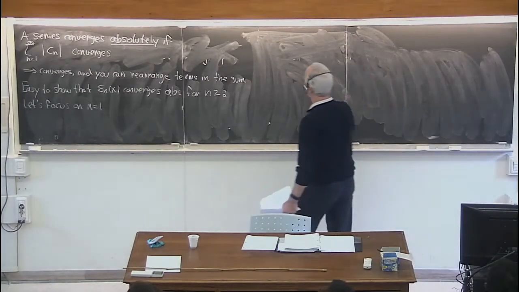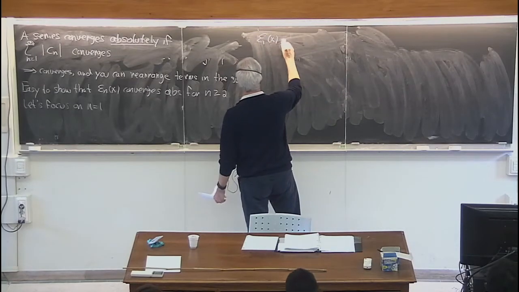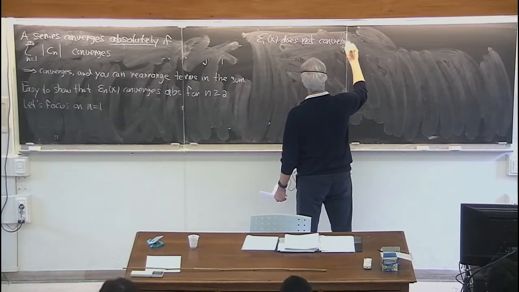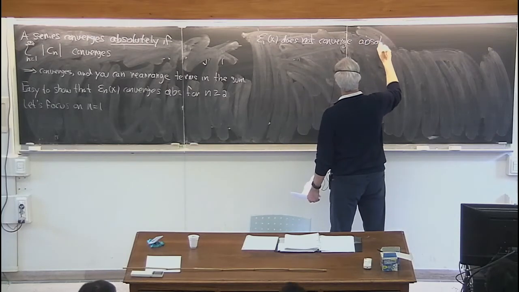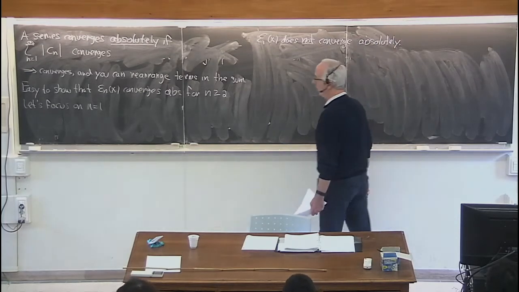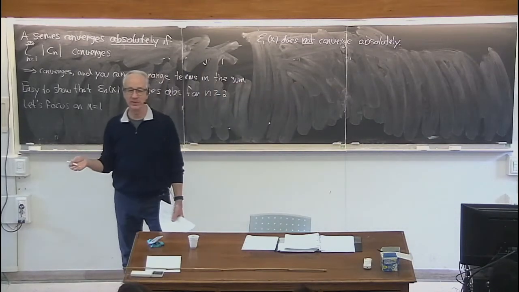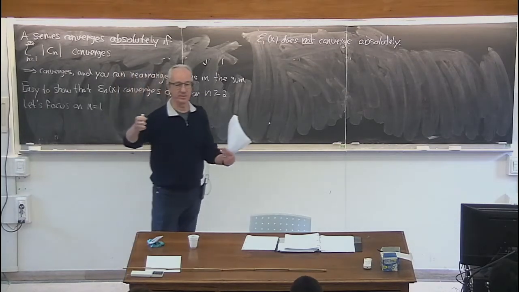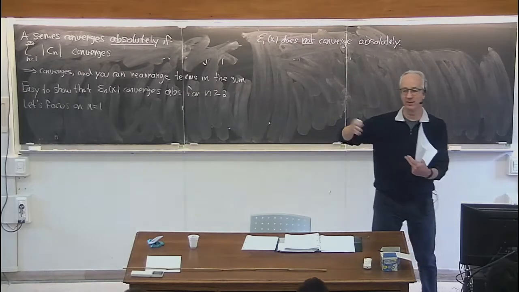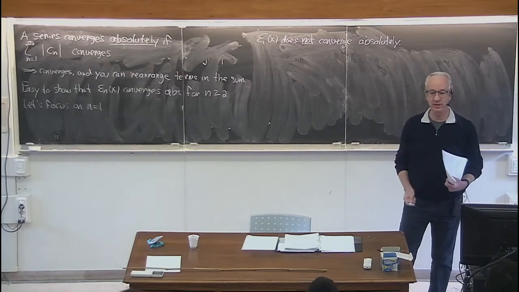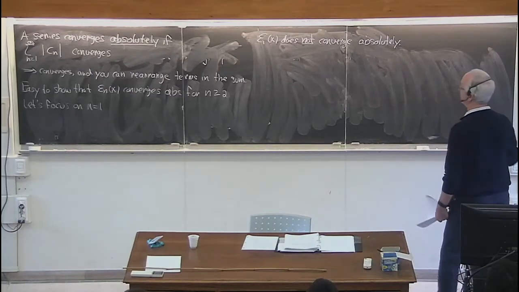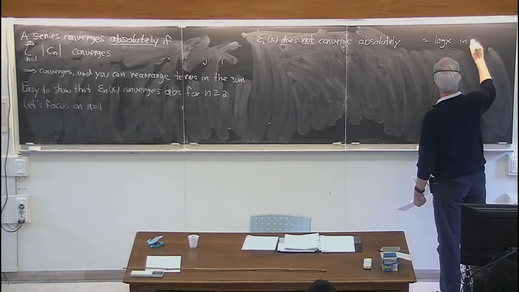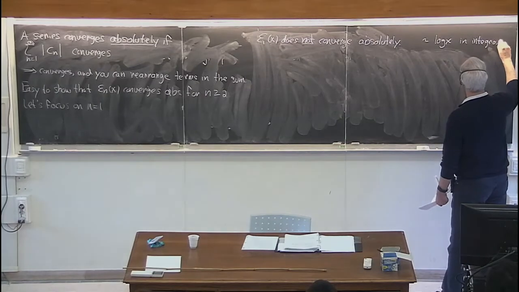So epsilon 1 of x does not converge absolutely. One way to think about this is you may remember that there's an integral test for convergence, that a sum from n to infinity of the terms converges if and only if the integral of that function from n to infinity converges. So when we look at epsilon 1 of x, this is like log x if we do the integral, and that's not going to converge.